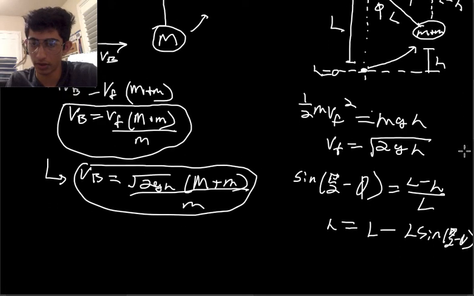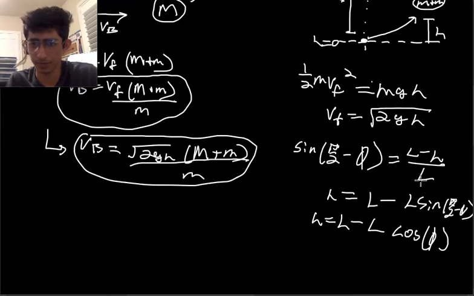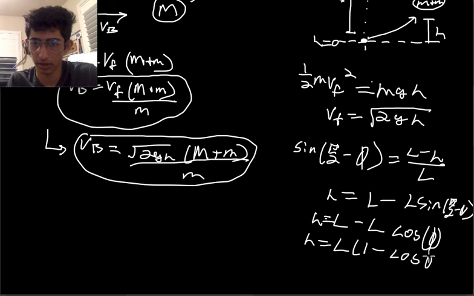Now, sine pi over 2 minus phi, that is a cofunction identity, so we can rewrite that as h is equal to L minus L cosine phi. If you wanted to, you could leave it like that, but it doesn't look good and it can be simplified, so you might as well. You can further simplify by factoring out L, say L times 1 minus cosine phi.